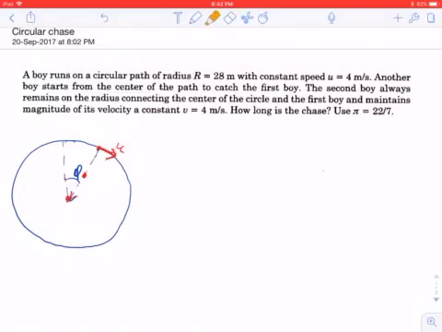So we have another interesting question here. A boy runs on a circular path of radius r equal to 28 meter with a constant speed u equal to 4 meter per second. Another boy starts from the center of the path to catch the first boy.